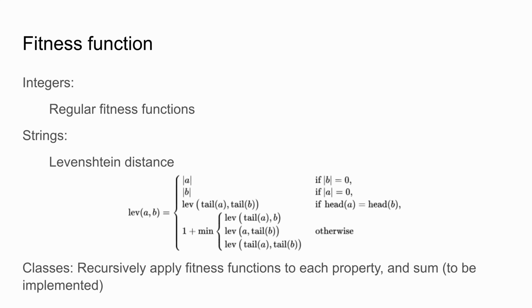Fitness function. For the integers, we use the regular fitness functions that are taught in the class. For strings, we use Levenshtein distance, which is a recursive function as shown in the image. For classes, we will recursively apply the fitness functions to each property and sum them. And this will be implemented.